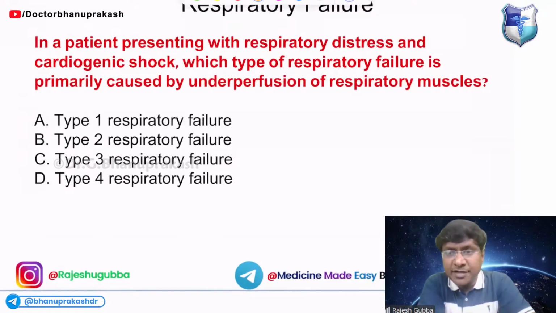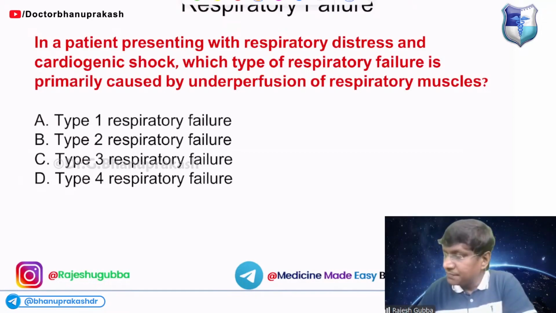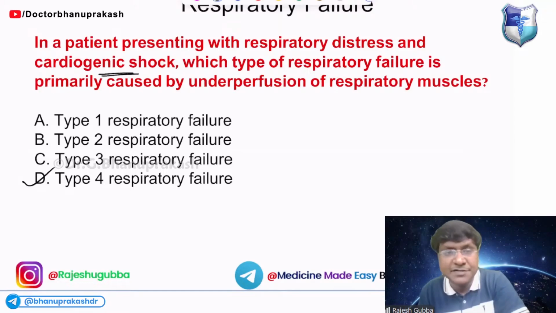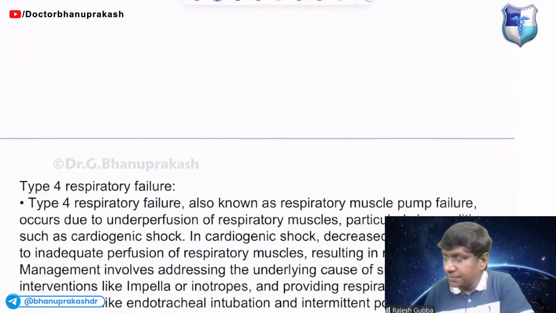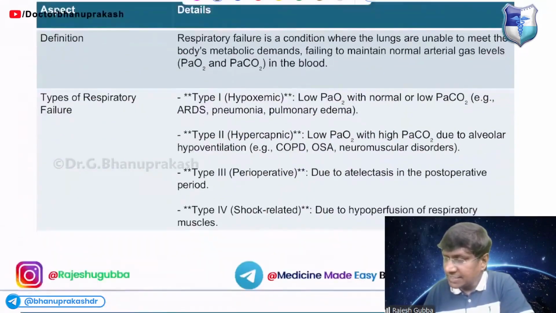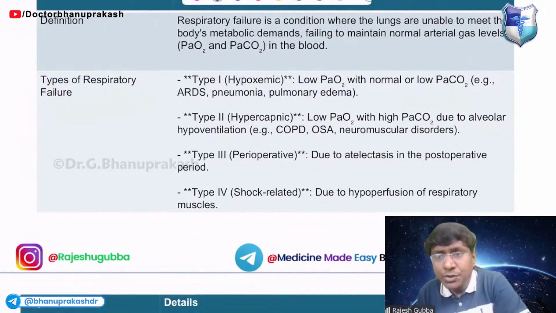So take the next topic, respiratory failure. Yes, answer this. Respiratory distress, cardiogenic shock. Which type of respiratory failure is primarily caused by underperfusion of respiratory muscles? In case of the cardiogenic shock, the type of respiratory failure that you will have is type 4 respiratory failure, where there will be underperfusion of the respiratory muscles, right? Now, if you take the types of respiratory failure, you have totally 4 types.